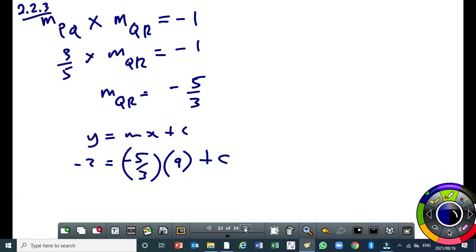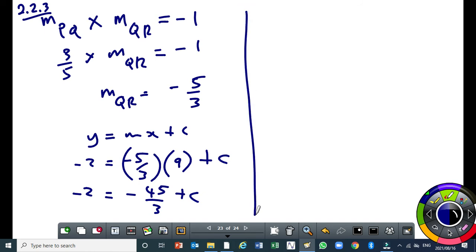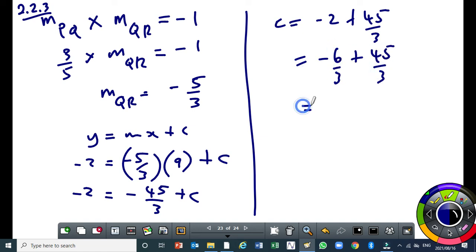Now, this is grade 9, what I'm doing now. It's grade 9 linear function. So this will be minus 2 equals minus 45 over 3 plus c. Then from here, I want to solve for c. So you take the minus 45 over 3 to the other side. Then you get c equals minus 2 plus 45 over 3. And that will give me minus 6 over 3 plus 45 over 3. And that will give me 39 over 3.